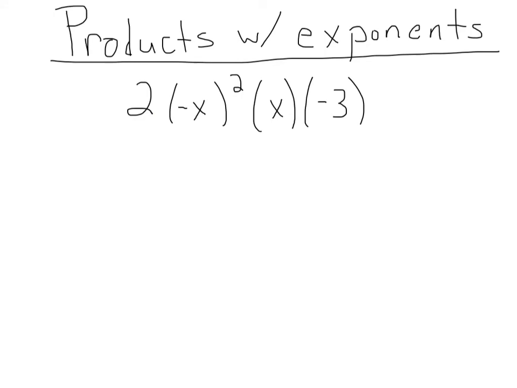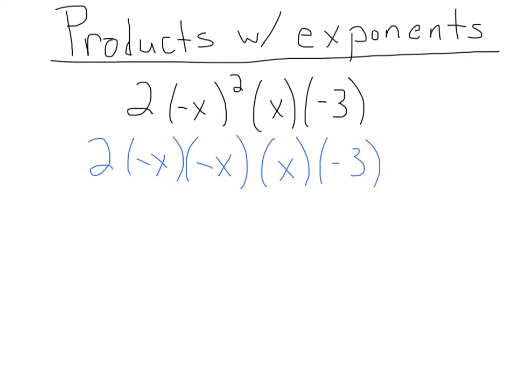When we come across expressions that have exponents in it, we are going to want to expand our expression out. So for this, we're going to have 2 times negative x, which just took care of our power, times an x times negative 3. Now that we have expanded out our expression and gotten rid of our exponent, we are going to figure out what our product is.